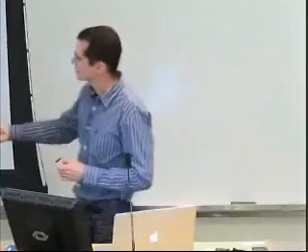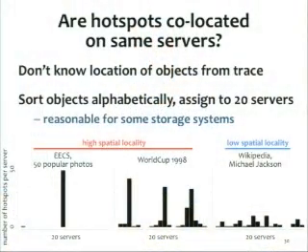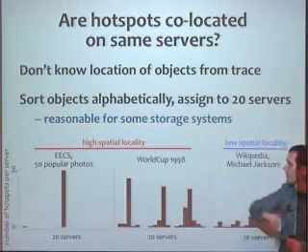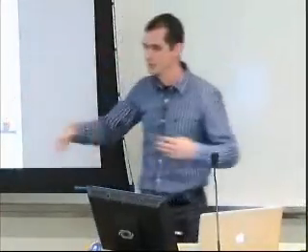So what I'm showing here at the bottom are these 20 servers that have a bunch of objects allocated to them. And I'm showing how many hotspots were actually on each particular server. So what you see on the spikes on the left is a high spatial locality. On the very left, there's one server that has almost all the 50 popular photos. In the World Cup spike, there are 3 clusters of hotspots, whereas in the Michael Jackson spike, the hotspots were distributed across most of the servers.